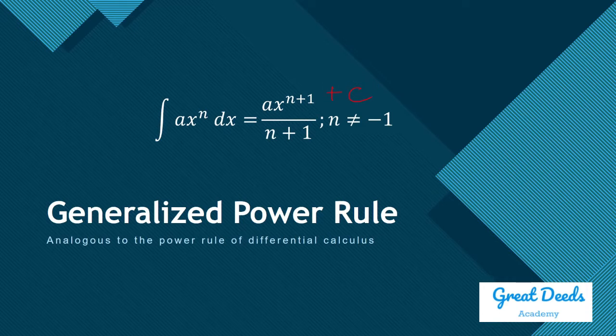And by the way, when n is equal to negative 1, what is the integral of a times x raised to negative 1, okay? A times x raised to negative 1 dx. What is that equal to? Well, this is just the same as a times the integral of 1 over x dx. And you know that to be equal to a times ln of the absolute value of x plus c.